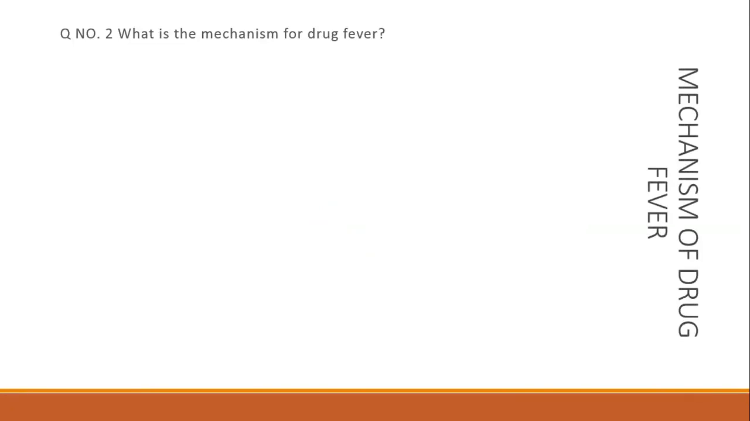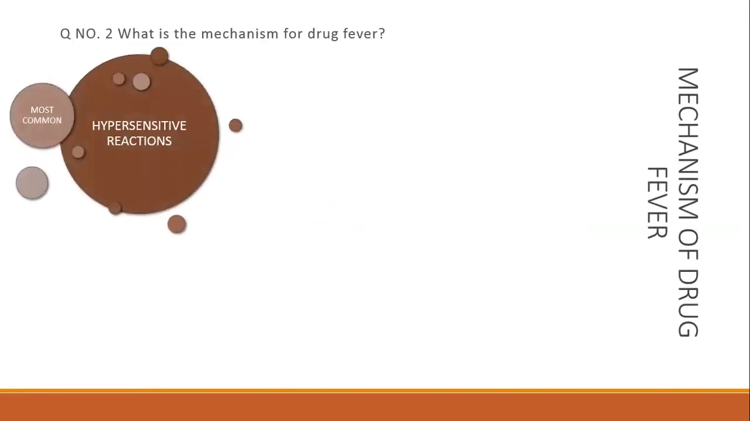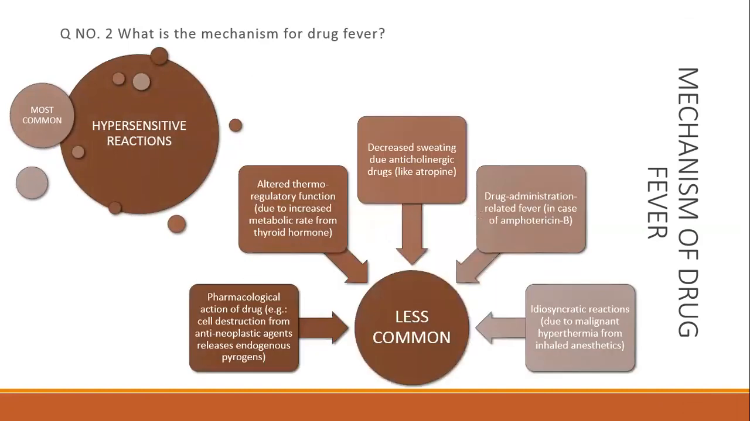Mechanism of drug fever. Mainly, it is hypersensitive reaction. Other mechanisms include pharmacological action of drug, altered thermoregulatory function, decreased sweating due to anticholinergic drugs, drug administration related fever, and idiosyncratic reactions.